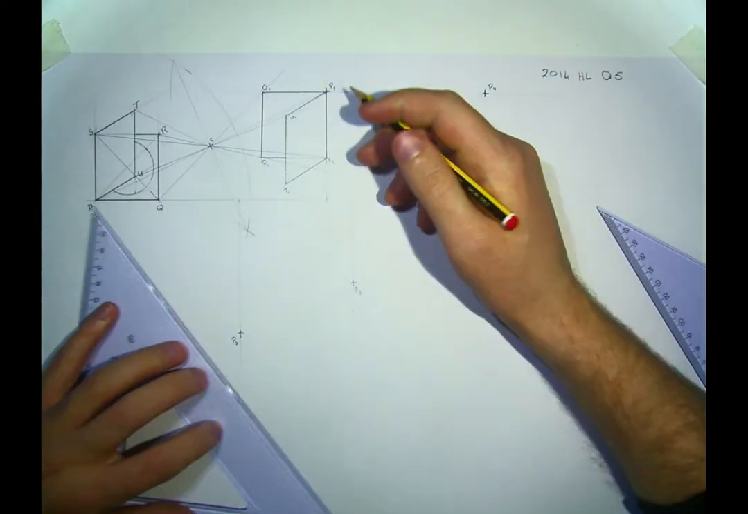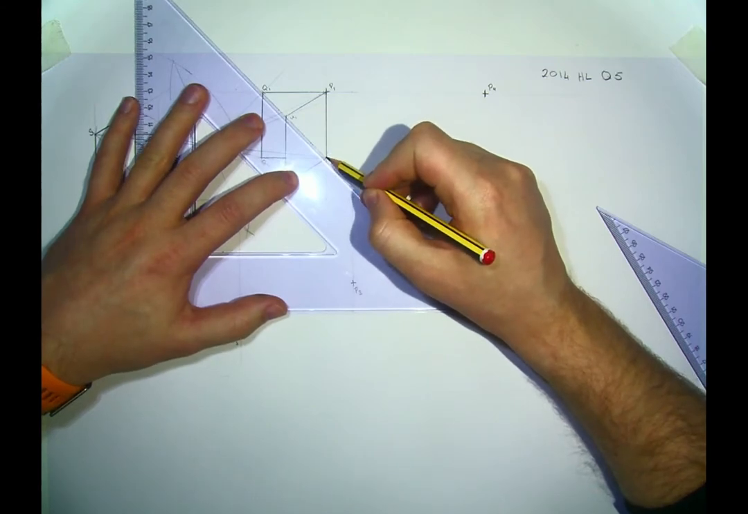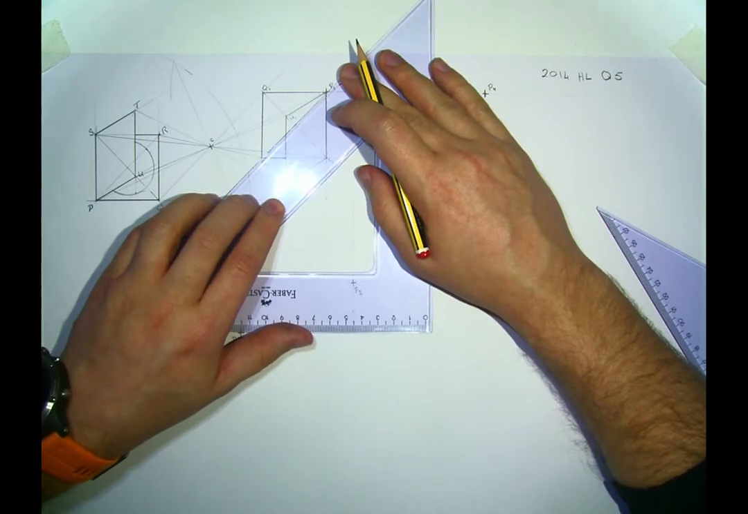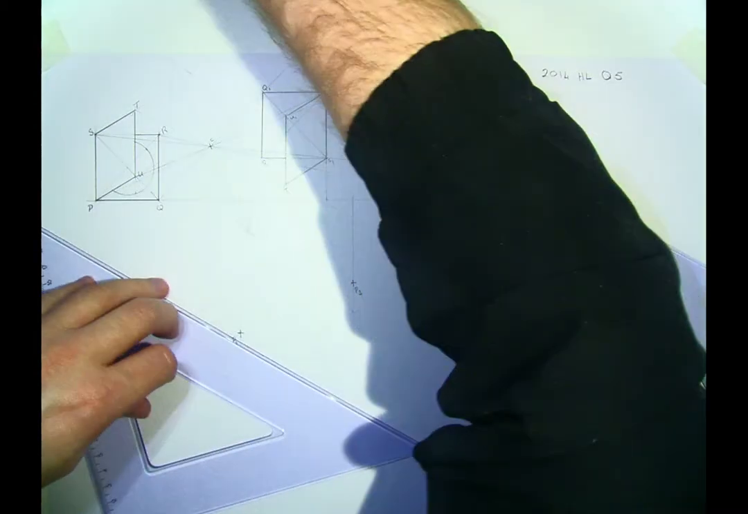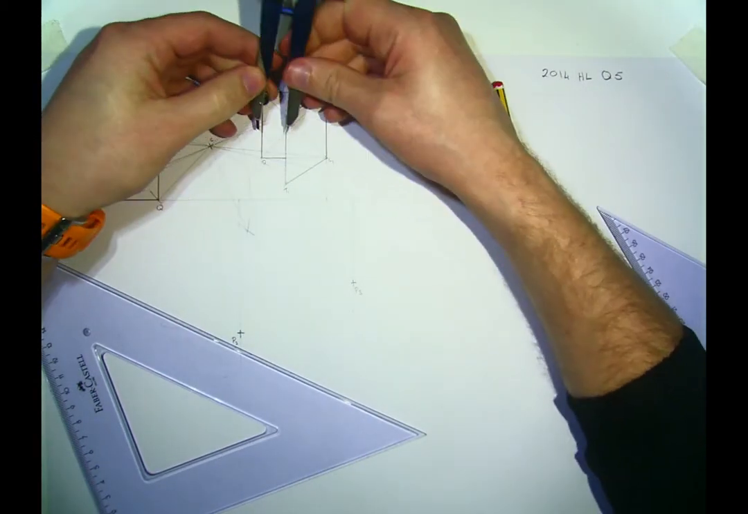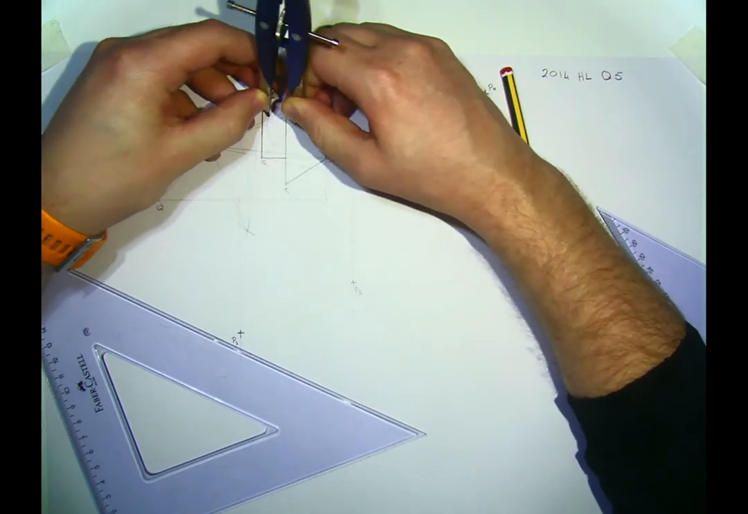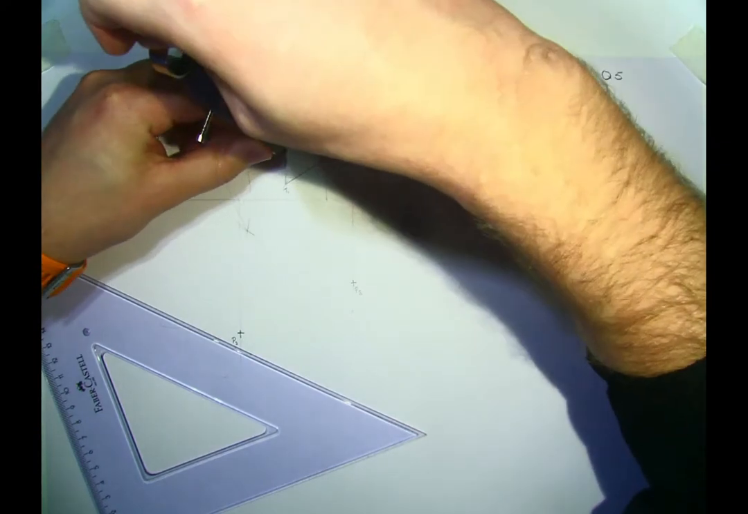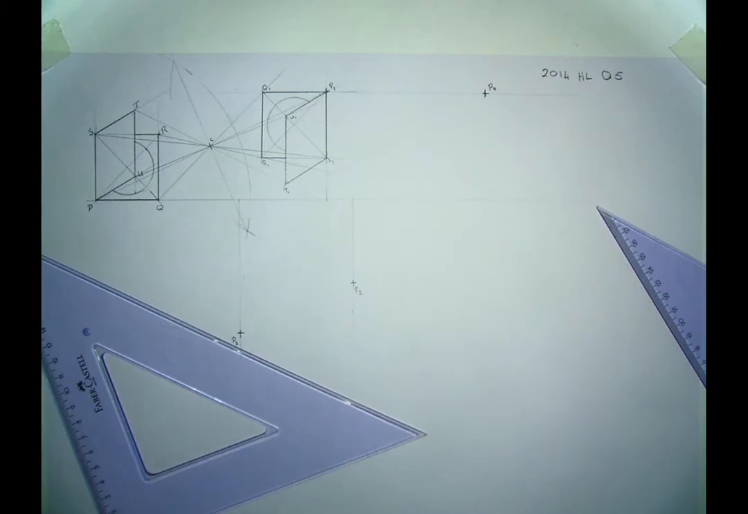Okay, final part of this is we need to locate the center point for that circle. So join our diagonals P to R and Q to S. We had a radius of 16, so point for a compass on where those two arcs cross, and then just draw our arc here of radius 16. And that is the central symmetry done.